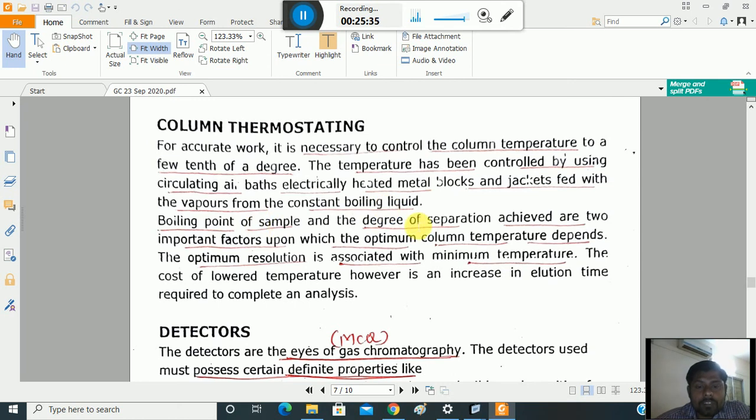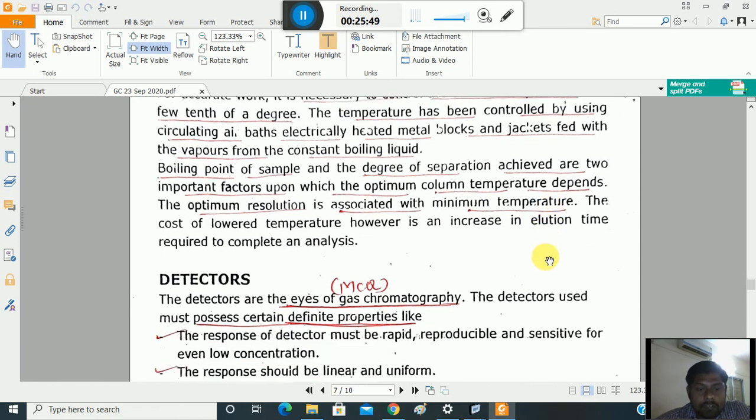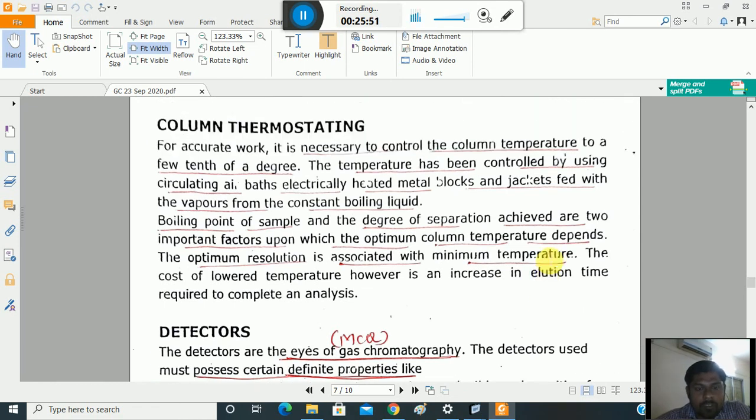The boiling point of a sample and the degree of separation achieved are two important factors upon which the optimum column temperature depends. The optimum resolution is associated with the minimum temperature, important for MCQ purposes. That is called column thermostating.